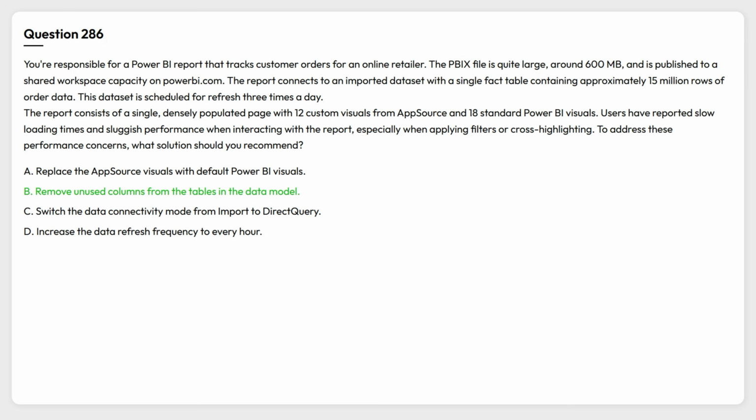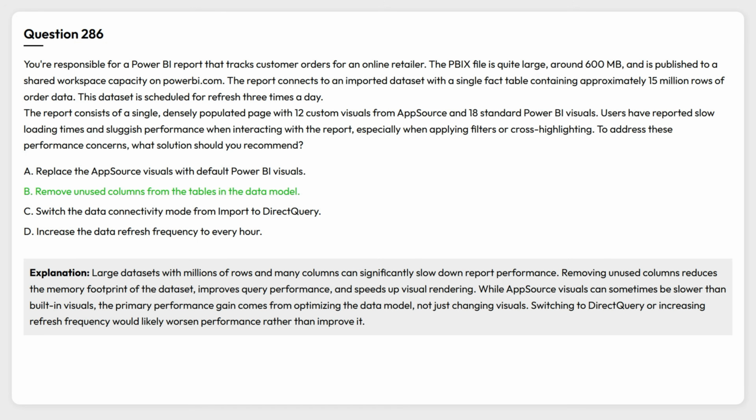The correct answer is option B. Remove unused columns from the tables in the data model. Large datasets with millions of rows and many columns can significantly slow down report performance. Removing unused columns reduces the memory footprint of the dataset, improves query performance, and speeds up visual rendering.